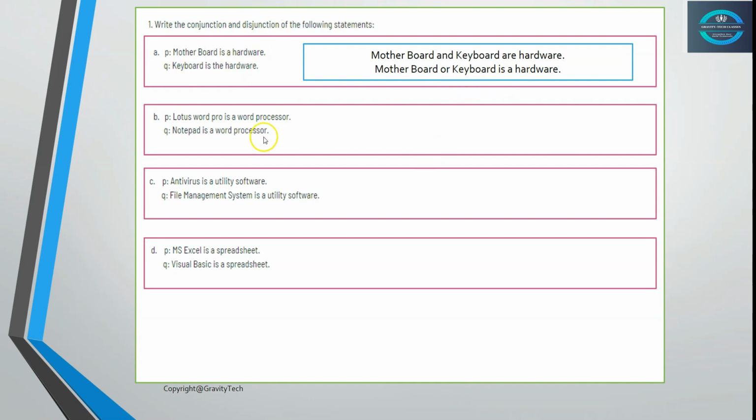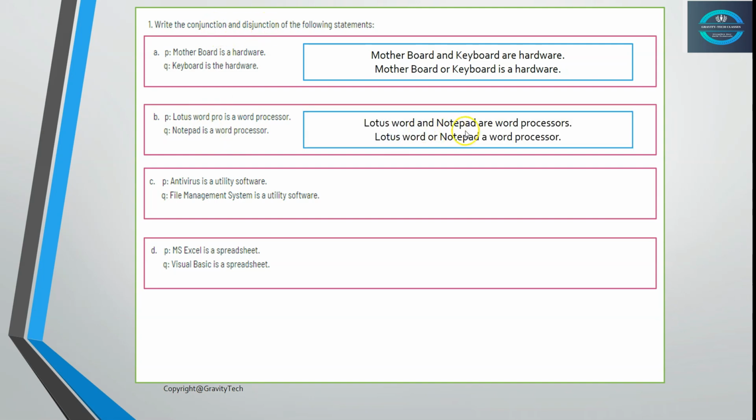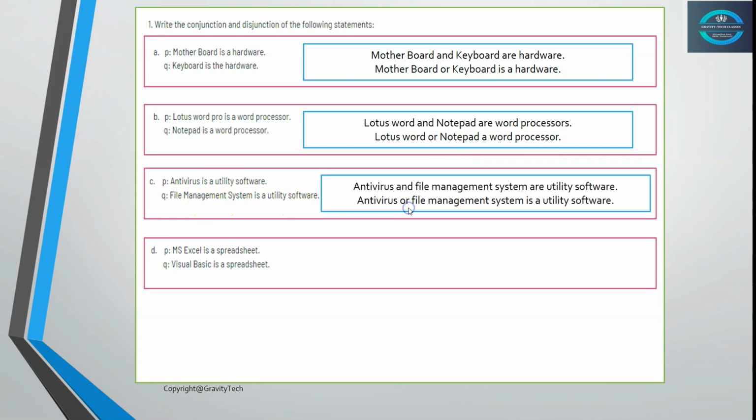This is easy. Similarly, Lotus Word Pro is a word processor, Notepad is a word processor. We have to combine these two statements using conjunction, that is and or. So it is easy. Lotus Word and Notepad are word processors. Lotus Word or Notepad is a word processor. Antivirus is utility software. File management system is utility software. Again the same thing. So antivirus and file management system are utility softwares. Antivirus or file management system is a utility software.